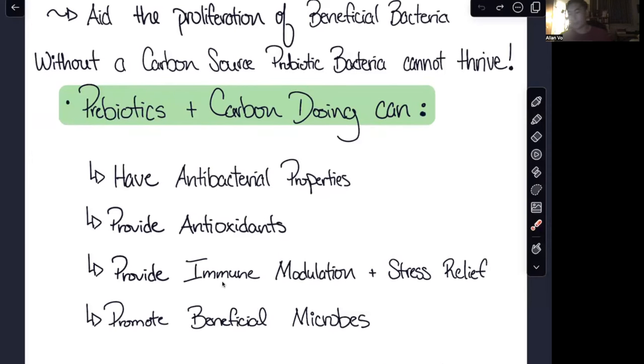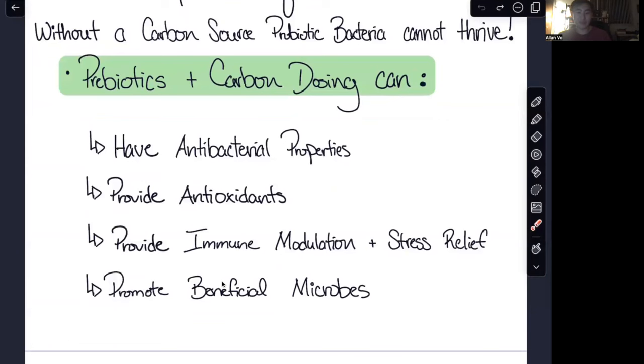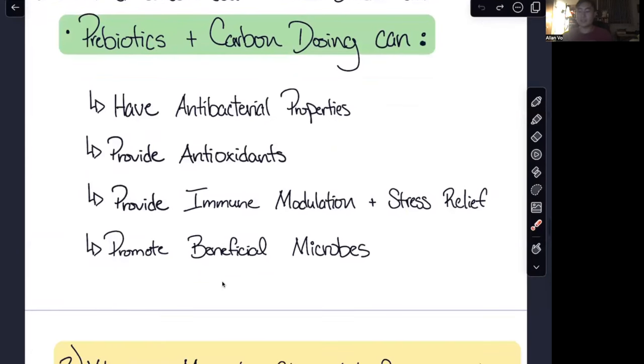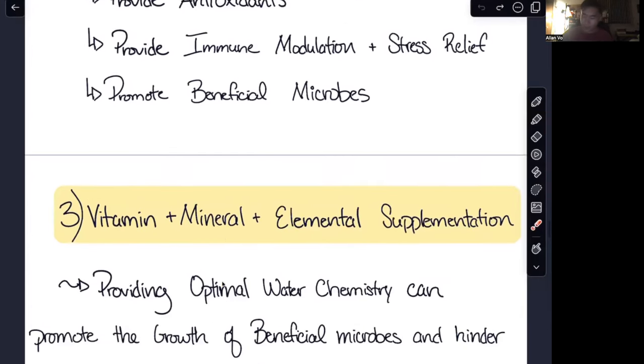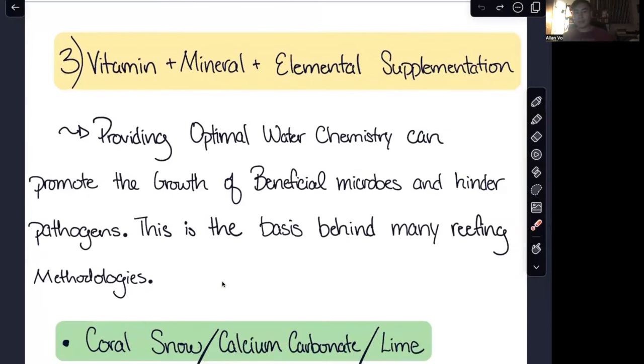Prebiotics also can have certain antioxidants within them, and using prebiotics alongside carbon dosing allows for immune modulation and stress relief in animals. Ultimately, the end goal is to promote the beneficial microbes. Also, using vitamins, minerals, and additional elemental supplements is another optimization technique.